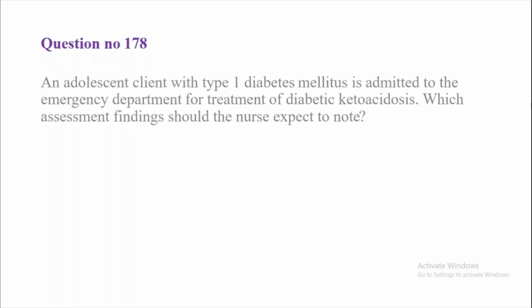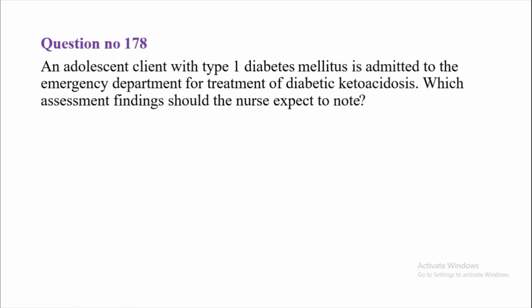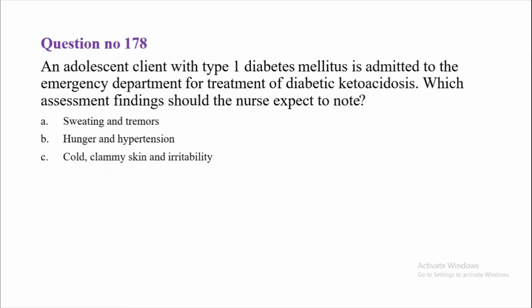Question number 178. An adolescent client with type 1 diabetes mellitus is admitted to the emergency department for treatment of diabetic ketoacidosis. Which assessment finding should the nurse expect to note? The options are number A, sweating and tremors. Number B, hunger and hypertension. Number C, cold, clammy skin and irritability. Number D, fruity breath odor and decreasing level of consciousness.